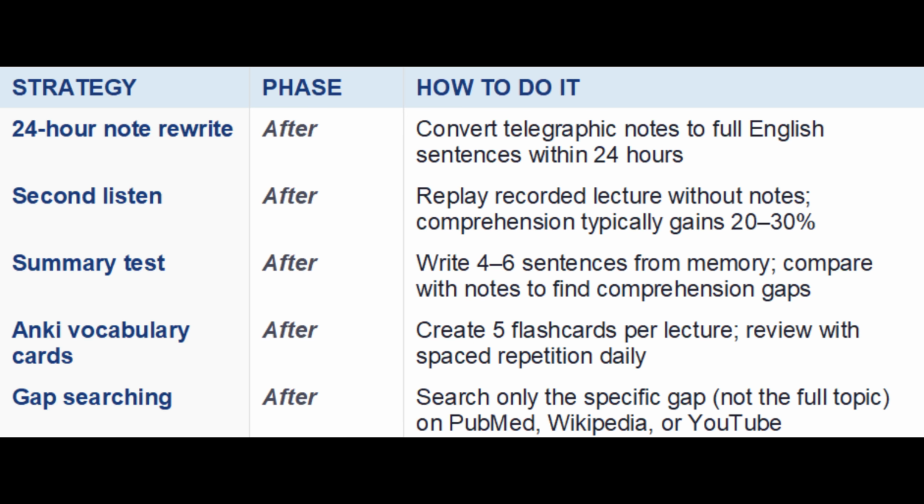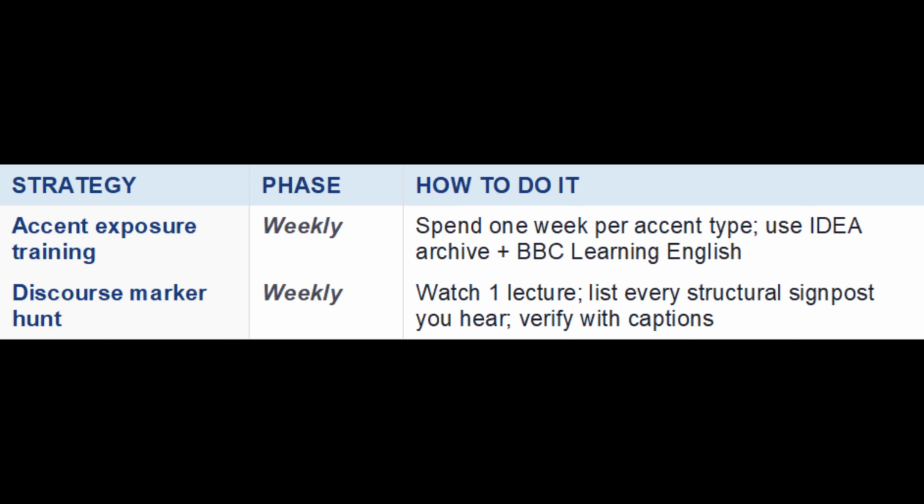After the lecture, reviewing information consolidates learning. Within 24 hours, students should rewrite their notes in full English sentences. Listening to the lecture recording again without taking notes can significantly improve comprehension. Another helpful activity is writing a short summary from memory and comparing it with the notes to identify gaps. Vocabulary can be reinforced by creating a few flashcards per lecture using spaced repetition tools, such as Anki. If something remains unclear, students should perform targeted gap searches, focusing only on the specific concept they did not understand.